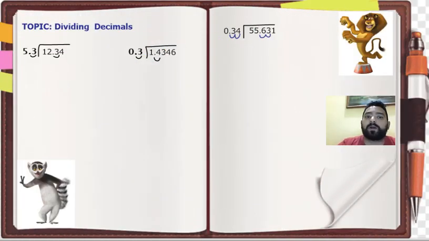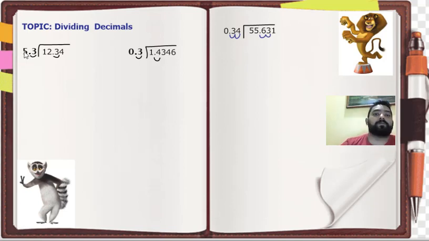Hi, today you will learn how to divide decimals. I'm going to explain with these three exercises and then you're going to try with other exercises. For example, the first one is 12.34 divided by 5.3. We have 1.4346 divided by 0.3, and in the last one we have 55.631 divided by 0.34.